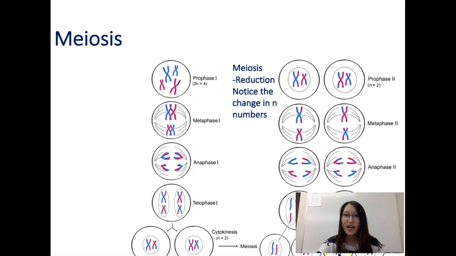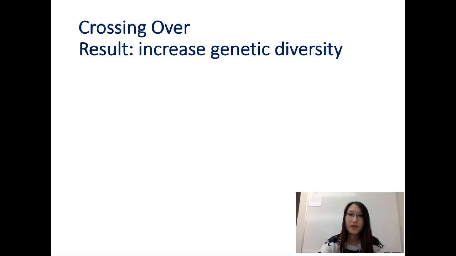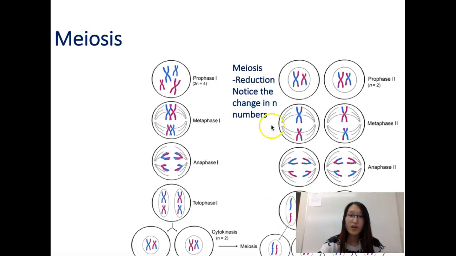Each one is haploid. So 4 haploid daughter cells that are different from each other, and they're different from the parent cell. Okay? So right here, n still equals 2. Right here, n equals 2, and these are duplicated chromosomes. Right here we have n equals 2, and they're unduplicated chromosomes. So meiosis is also called a reduction event because we're actually reducing the number of chromosomes from diploid to haploid.